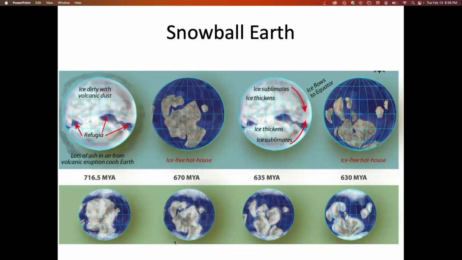And then, of course, once we got out of snowball Earth and we got to about 630 million years, never again was this part of the world glaciated, ever. So we've never been glaciated except during the time we were under what's called snowball Earth. Any questions about that?